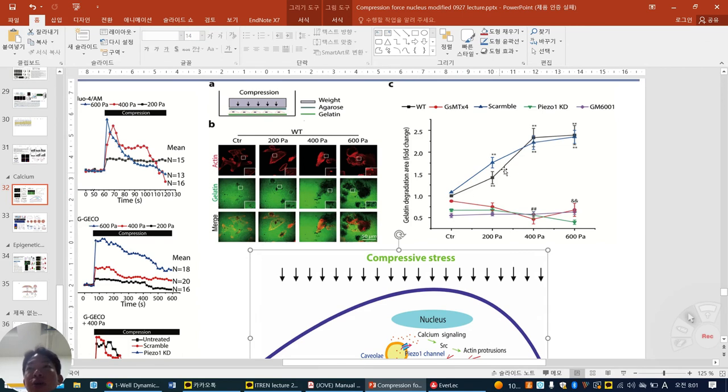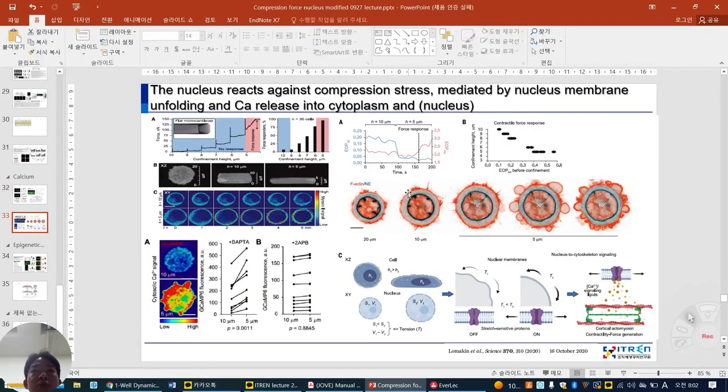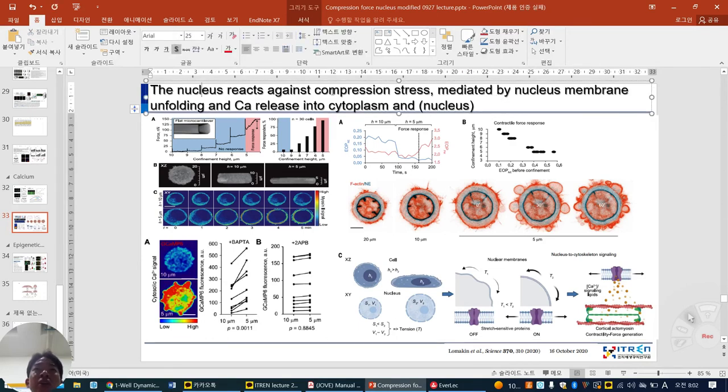So, gelatin is degraded, but when they treat with Piezo1 antagonist or Piezo1 knockdown, they are all decreasing. Okay? So here is the mechanism of how the cell secretes MMP, an ECM degrading enzyme, by the compression force, through the Piezo1 channel. They prove this concept. And this paper I will introduce later, next week or the week after next. Anyhow, the concept is that the nucleus reacts against compression stress, mediated by nucleus membrane unfolding and calcium release into the cytoplasm.